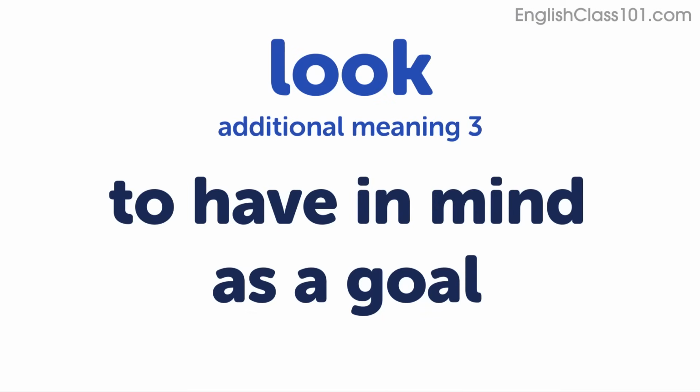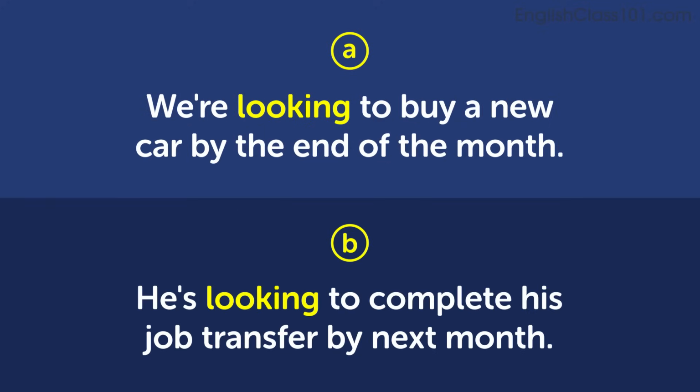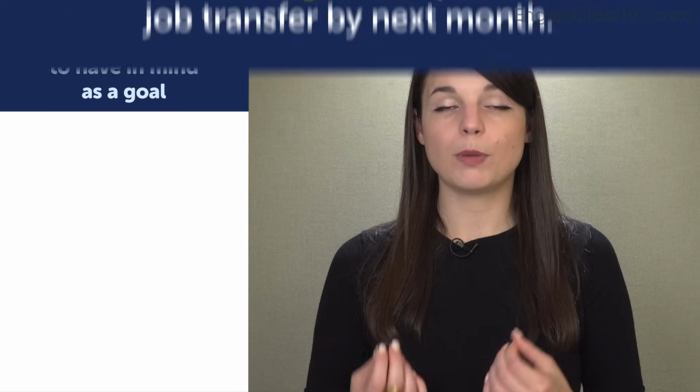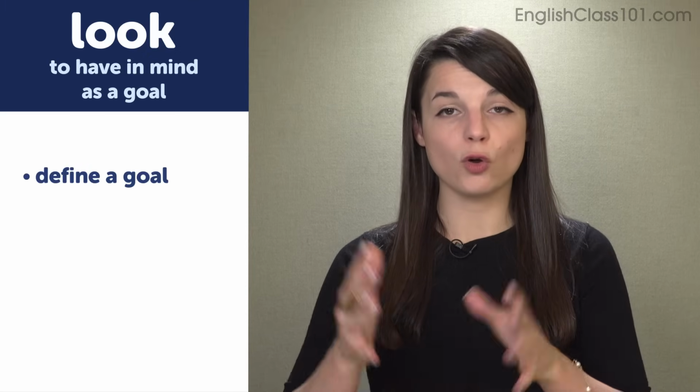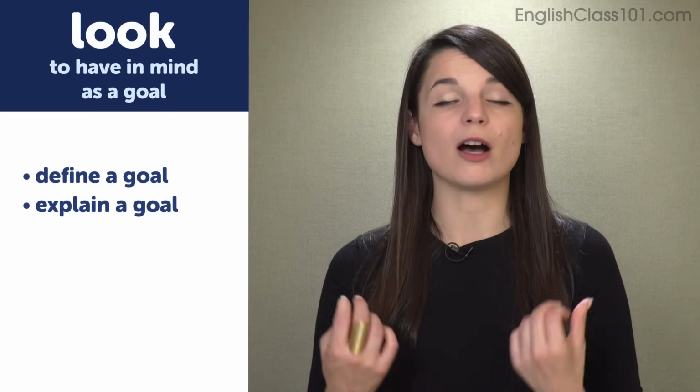All right, next is to have in mind as a goal. To have in mind as a goal. Here are some examples. We're looking to buy a new car by the end of the month. He's looking to complete his job transfer by next month. So both of these sentences define a goal. They explain a goal. We're also using the progressive form of looking.